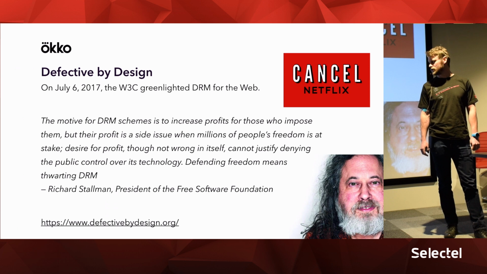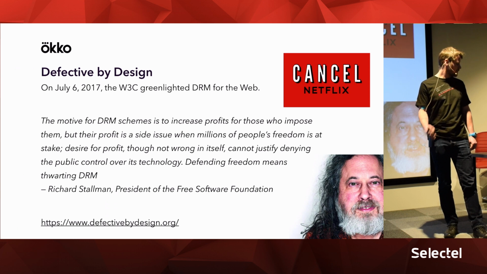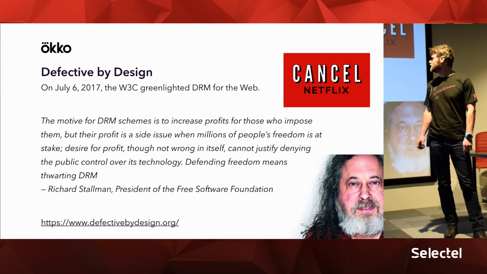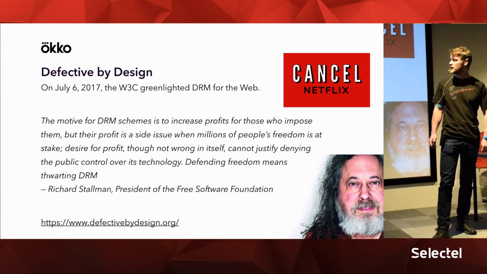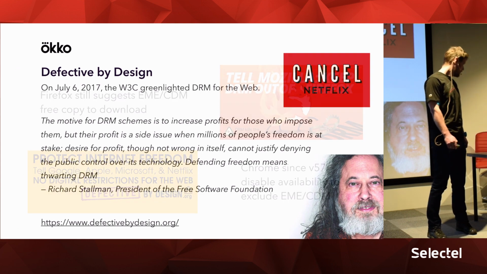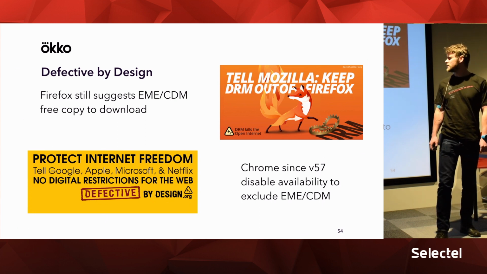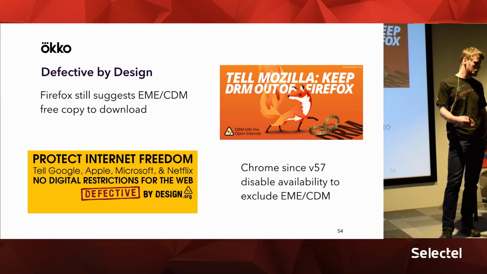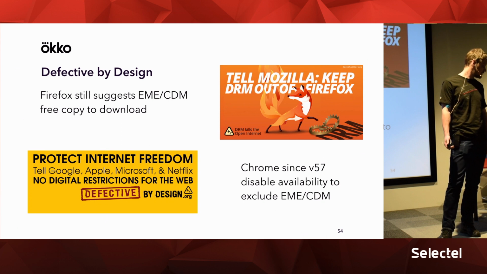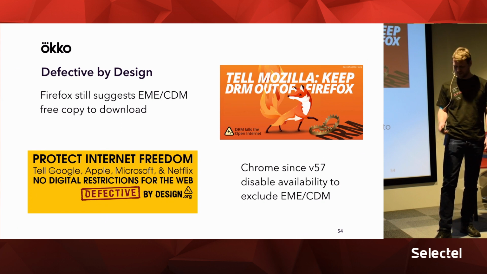organized the movement that is called Defective by Design, and this movement makes some activities like let's cancel Netflix and so on. Fortunately not cancel Opera. Okay, and for now the only browser that is supporting download of its version without EME and content decryption model, without DRM, is Firefox. And Chrome became defective by design since version 57. So about a year ago, I think.